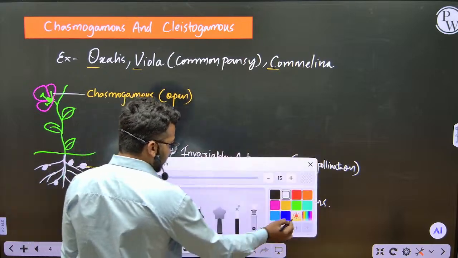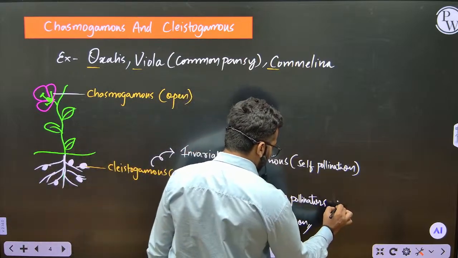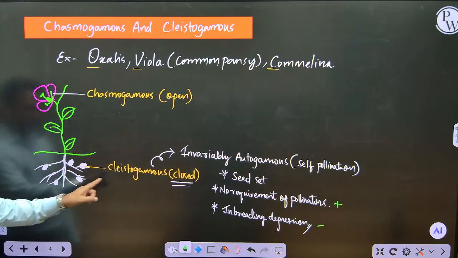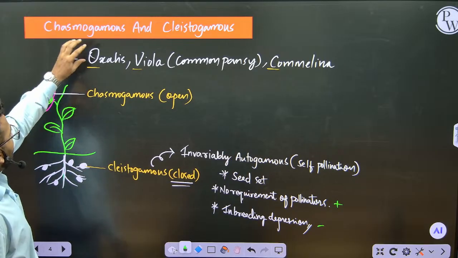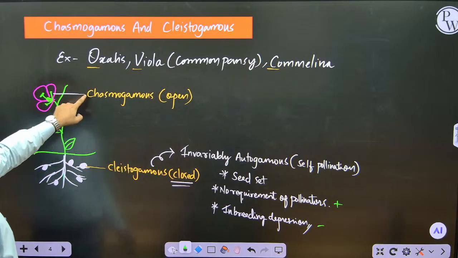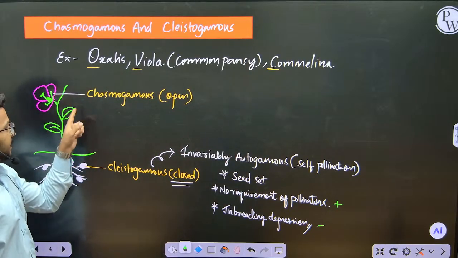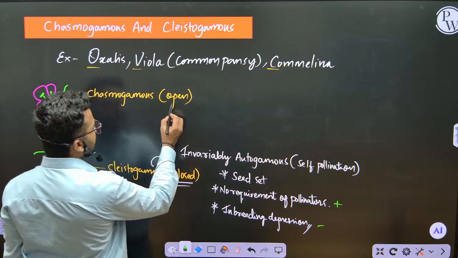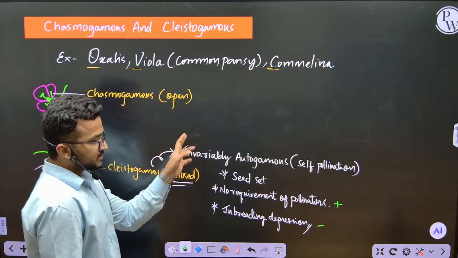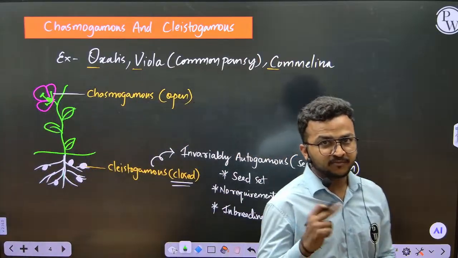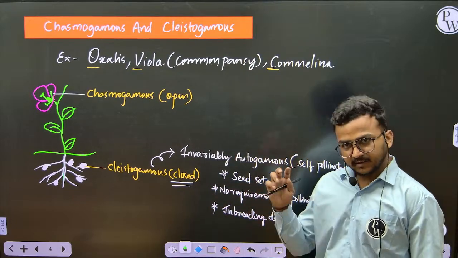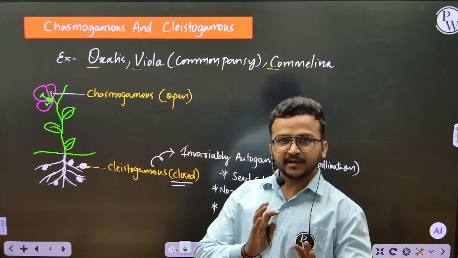So it is positive here, and it is negative here. So in case of Clistogamous flowers, in case of Oxalis, Viola and Camelina, we will be seeing two different types of flowers in the same plant: Chasmogamous flowers, which are open, which are normal like all the flowers, and Clistogamous flowers, which are closed, which are invariably autogamous, where self-pollination is taking place, and assured seed set means the seed formation, the formation of fruit, is fixed there.